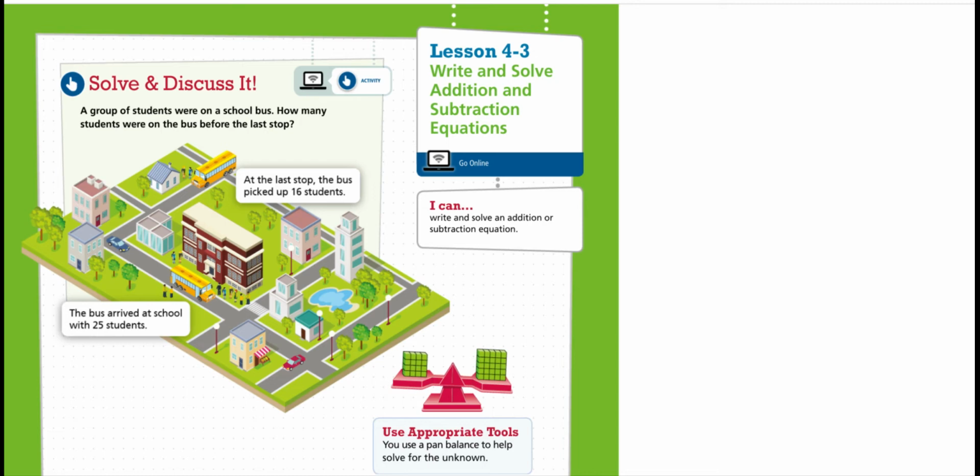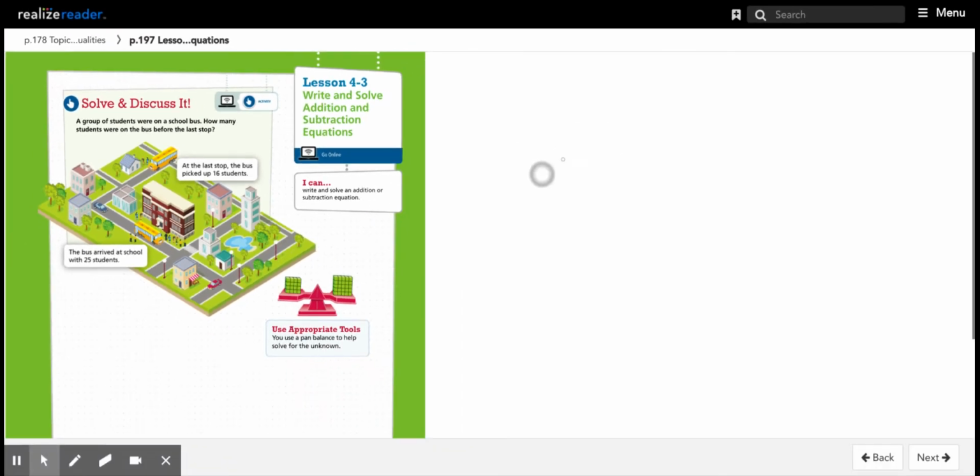So there's a group of students on a school bus. Then at the last stop, the bus picked up 16 students. The bus arrived at school with 25 students. So let's think about this. There were a group of students on the bus. We don't know how many students were on the bus. So we're going to represent that group of students with S.